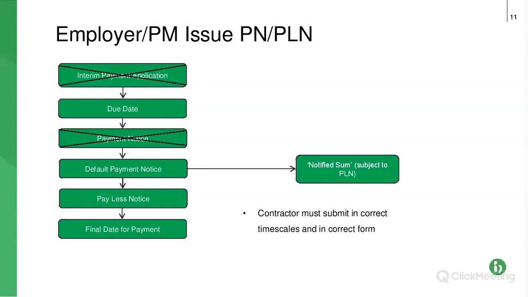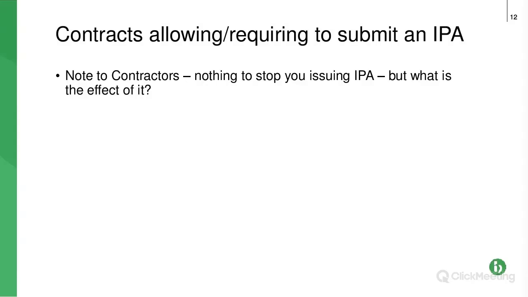Remember, it's got to comply with all the requirements, it's got to be served properly, state the amount due, basis of calculation, and be submitted within the correct timescale. And of course, the paying party has the opportunity after that to submit a pay less notice and say, actually, we don't agree with that. This is what we're going to pay. But that is the alternative scenario, which gives the contractor, subcontractor, the party who is wanting to be paid, a sort of second bite at the cherry.